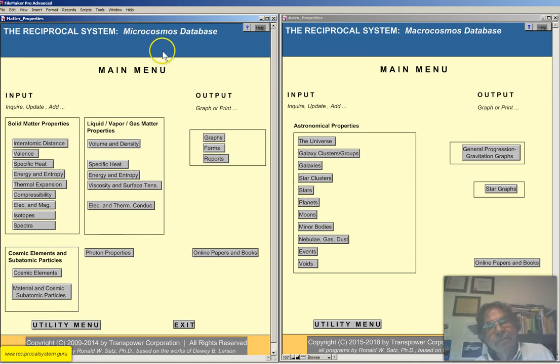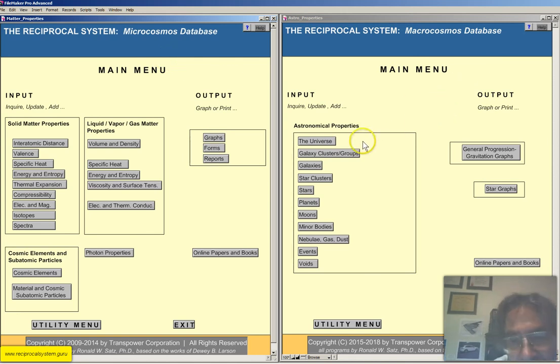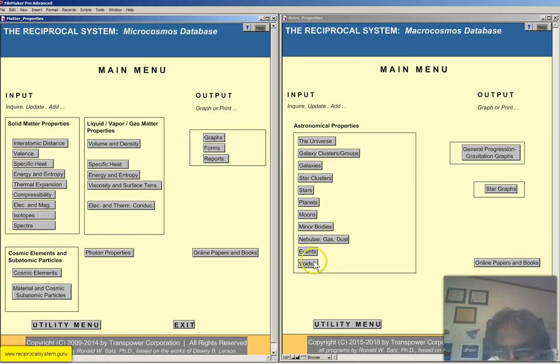But not only do I have a Microcosmos database, I have a Macrocosmos database, and in previous screencasts I've covered all of these astronomical properties: the universe as a whole, galaxy clusters and groups, galaxies, star clusters, stars, planets, moons, minor bodies, nebulae, gas and dust, and voids. If you want to just jump to pictures and videos, you click on events. And I've covered the graphing function for the Macrocosmos database here, general progression versus gravitation graphs and star graphs. That's the properties of stars from surface to the core.